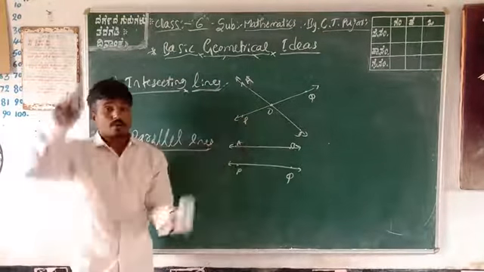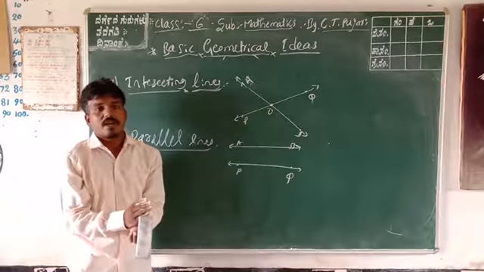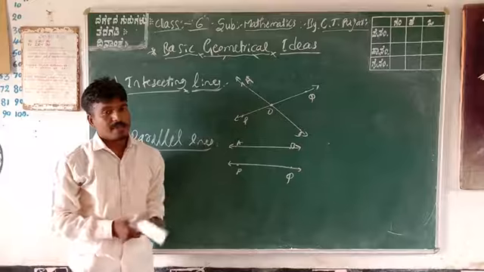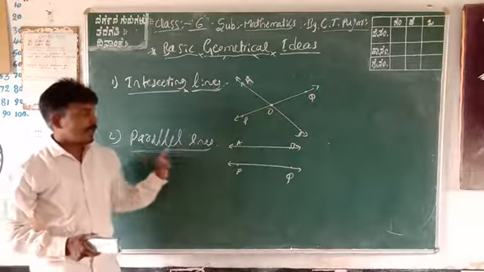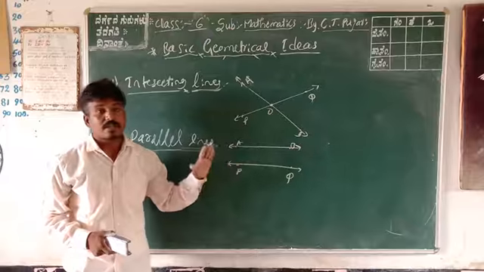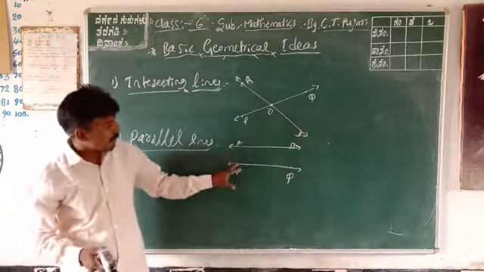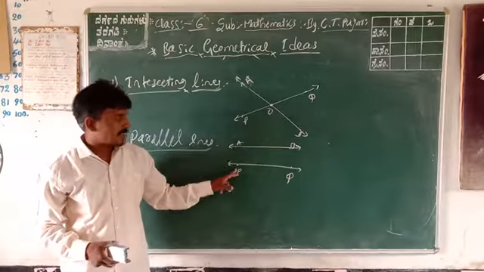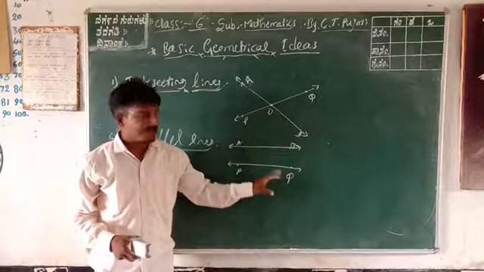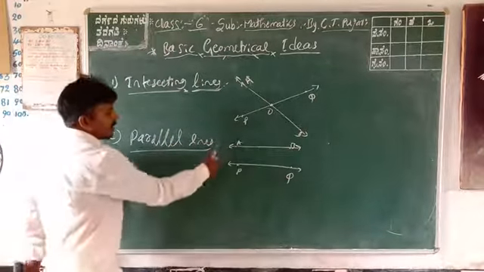Intersecting means two lines meet at a point or cross each other. What about parallel? The definition of parallel lines is that two lines travel with equal distance between them. A to P is the same distance, B to Q is also the same distance. These two are equidistant. These lines are called parallel lines.